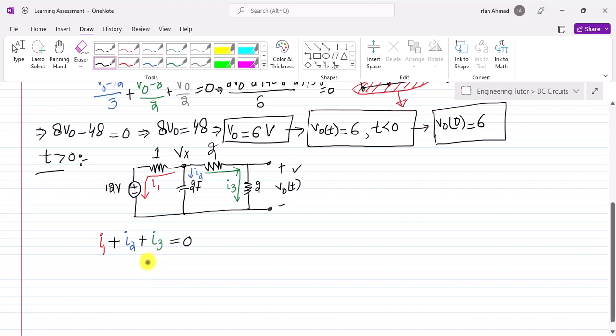Okay, so now let me analyze them and find the values which I have to find now. So here what will happen, the value of I1 will be Vx minus 12 divided by 1.